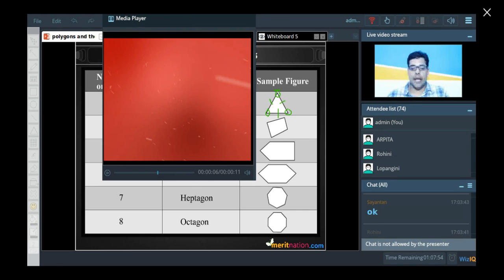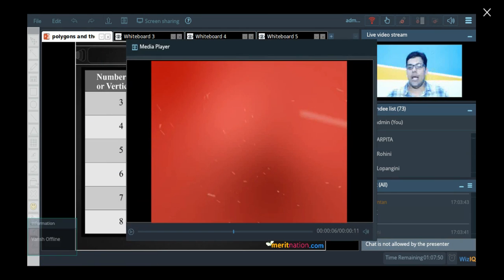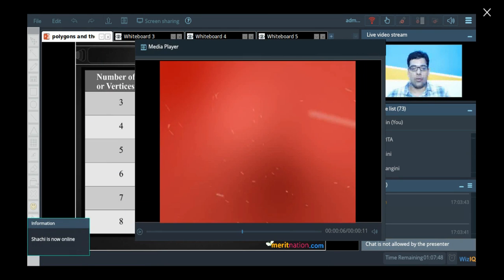Triangle: 3 sides or 3 vertices, or you can also say 3 angles. So it is called a triangle.